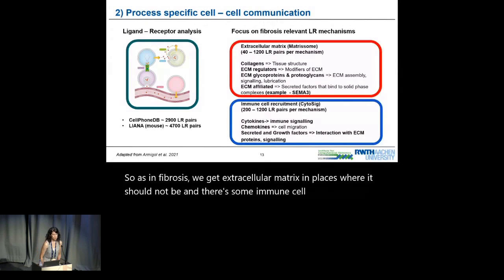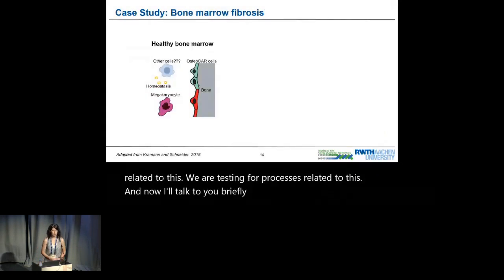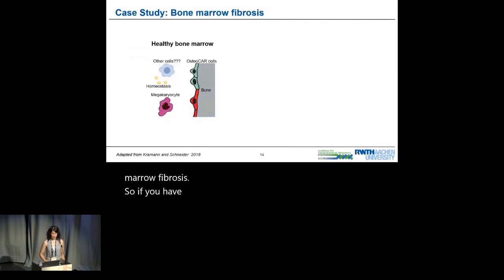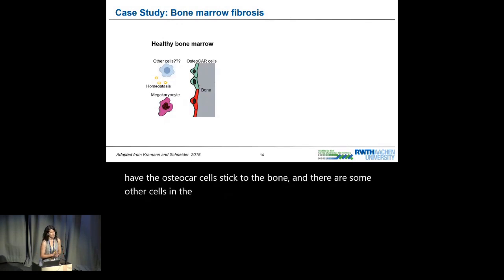Now I'll talk to you briefly about our case study on bone marrow fibrosis. If you have a healthy bone marrow, you have the bone, you have the osteoclast cells stuck to the bone, and there are some other cells in the marrow. There's some signaling, but it's homeostatic signaling.